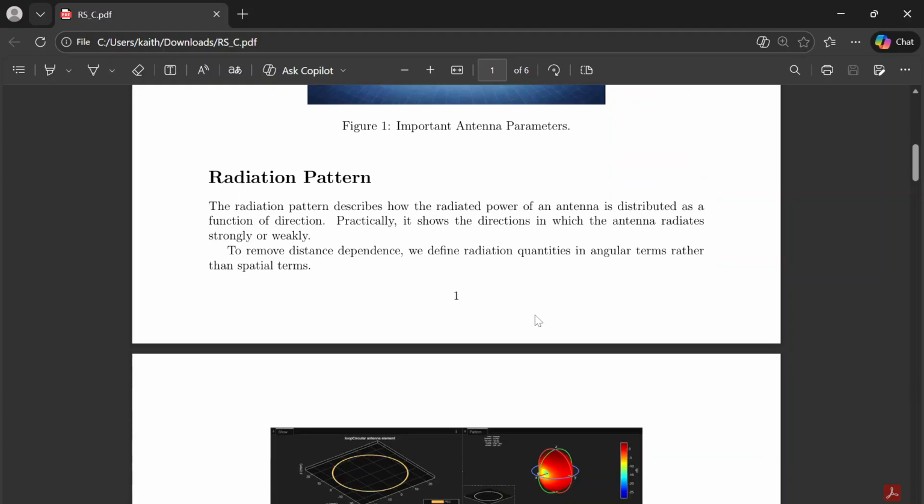Before that, I'd like to define an important term called radiation pattern. So the radiation pattern describes how the radiated power of an antenna is distributed as a function of direction. That is, it basically says the electromagnetic fields at a distance r and as a function of theta. So here it's more dependent on the angle. That is, to remove the distance dependencies, we define the radiation quantities in angular terms rather than the spatial terms.